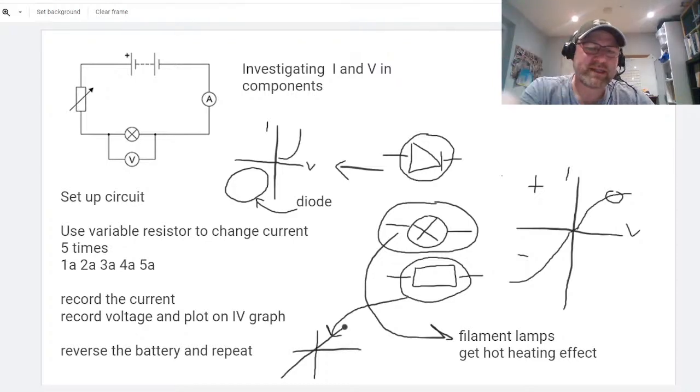And an ohmic resistor, what doesn't it do that the filament lamp did? The resistance doesn't change with temperature. So an ohmic resistor is kind of like an ideal resistor or whatever. It's a wire basically.